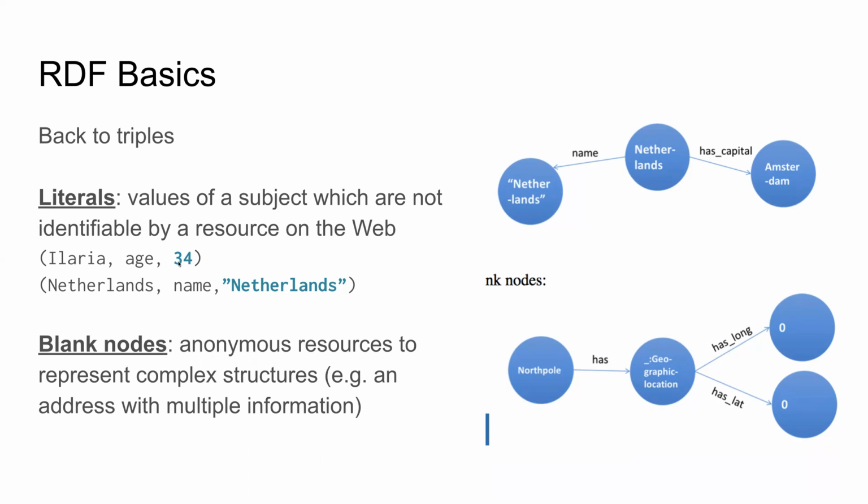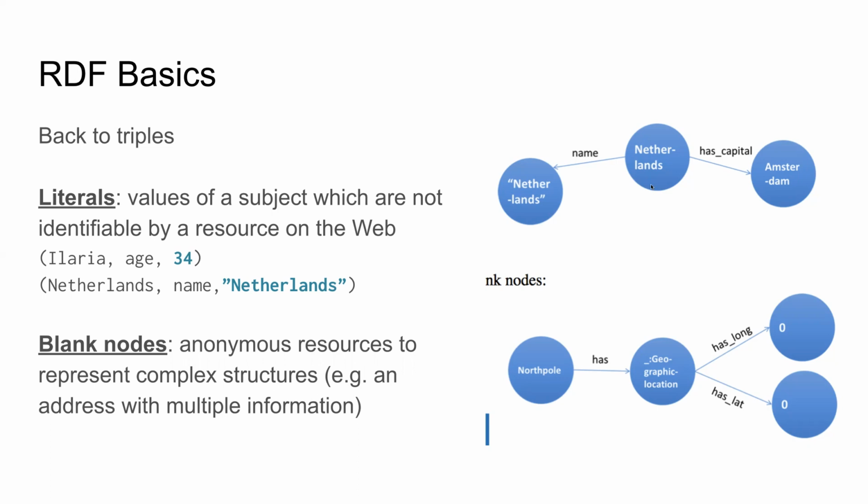34 is not a resource. An address is not a resource. Or a telephone number, for example. The solution for that is to use literals. These are values that a subject can take. So, for example, Ilaria has age 34, or the Netherlands has name Netherlands, but they cannot be identified directly by a resource, so we use a literal for that. You distinguish literals because most of the time they are marked by quotes. With numbers, this is not mandatory, but you will often see numbers in quotes as well.